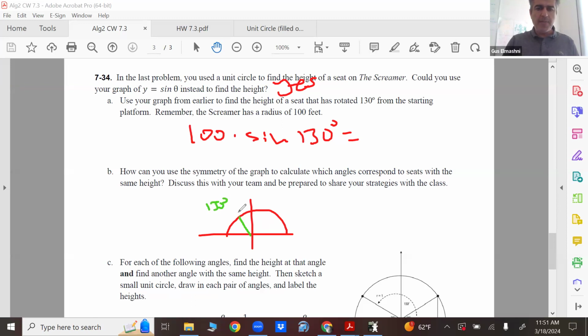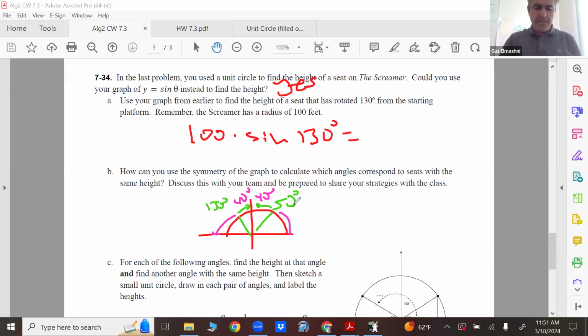How far is 130 from 90? 40. So what would be 40 away in the other direction? 50, there you go. Or 130, because these are each 40 degrees. Or each 50 away from the x-axis. That works too. We call those reference angles, which we'll have a discussion about later.